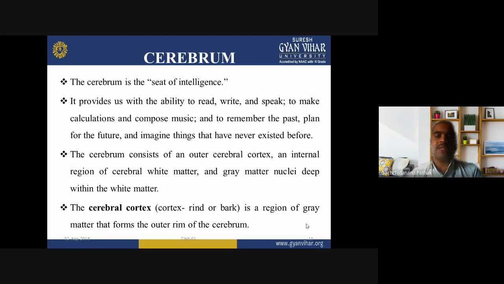Cerebrum. Cerebrum is the seat of intelligence. सेरेब्रम को क्या बोलते हैं? सीट ऑफ इंटेलिजेंस बोलते हैं. ओके, जिसमें ये हमें कैलकुलेशन की क्षमता, एबिलिटी टू रीड, राइट, स्पीक, म्यूजिक कंपोजिशन, रिमेंबर द पास्ट, प्लान फॉर द फ्यूचर, इमेजिनेशन, थिंकिंग. Okay, so these are all done by the cerebrum. So it provides us with the ability of these diverse things. We can read, write, speak, make calculations, compose music, remember the past, plan for the future, and imagine things that have never existed before.